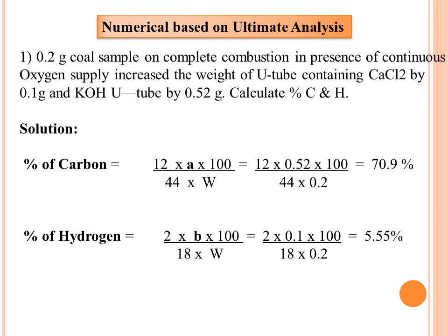Only one thing, don't forget: by chance if you reverse the weights, that is, in the percentage of carbon formula you take the weight of H2O, and in the percentage of hydrogen formula you take the weight of CO2 by mistake, then the result will be reversed. Carbon percentage will be less and hydrogen percentage will be more. If that is the case, we can't say that it is coal. So from the result, verify again that carbon percentage in coal should be more than the percentage of hydrogen.